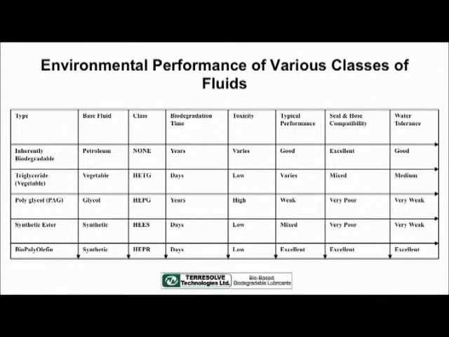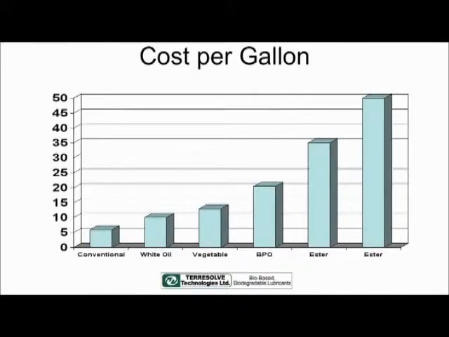And what I'll do is I'll go into some of the details, but again, in this chart you can see that the performance in terms of oxidative stability, in terms of elastomer, hose, and seal compatibility vary by the type of classes, as well as water tolerance and various other characteristics. You can see from this slide also the difference in cost of the various types of fluids.